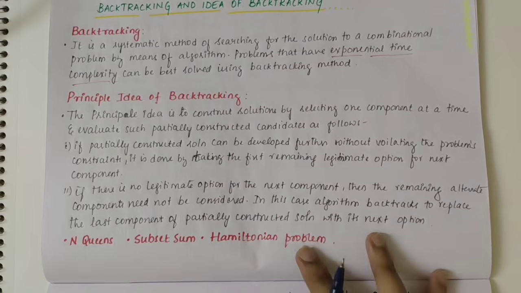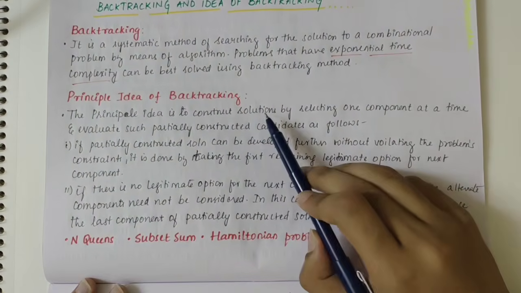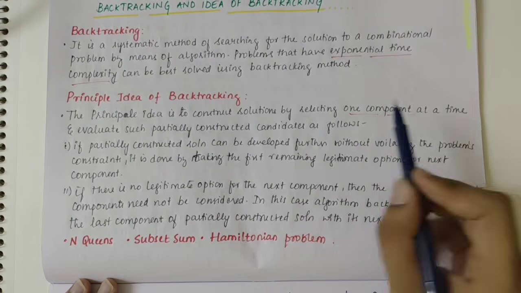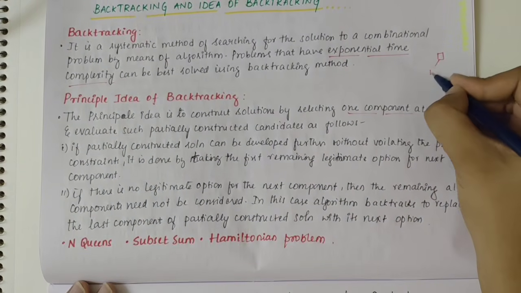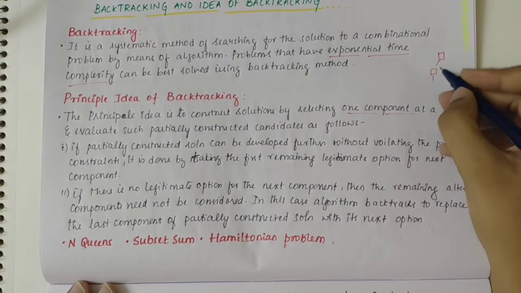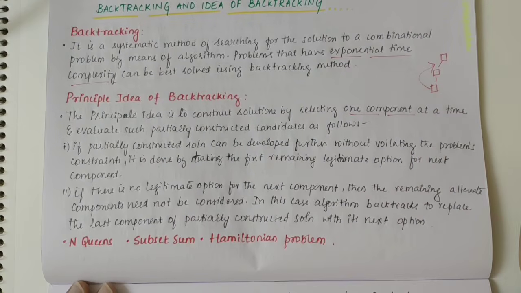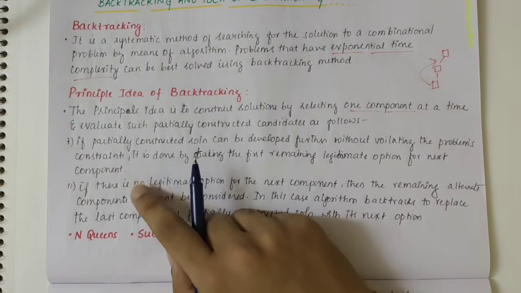Understanding the principal idea of backtracking, it is to construct solutions by selecting one component at a time and evaluate such partially constructed candidates. At a time you obtain one solution, further you divide the problem, obtain one solution, and then backtrack it and check if it is the optimal solution or not. So we'll look into the principal ideas.